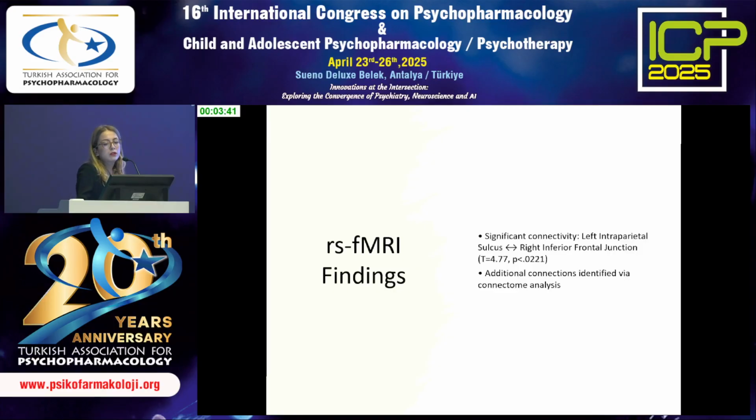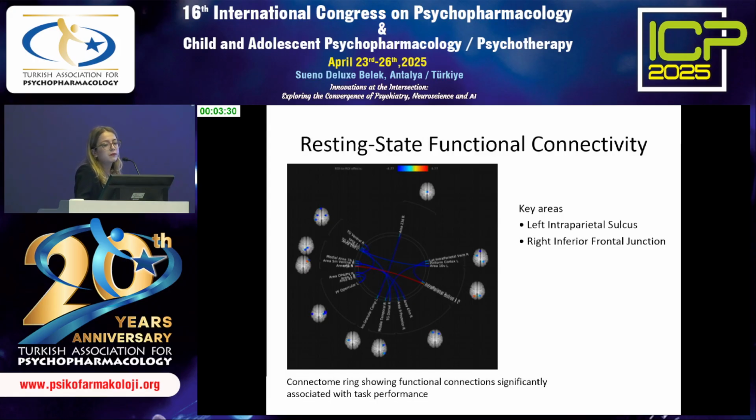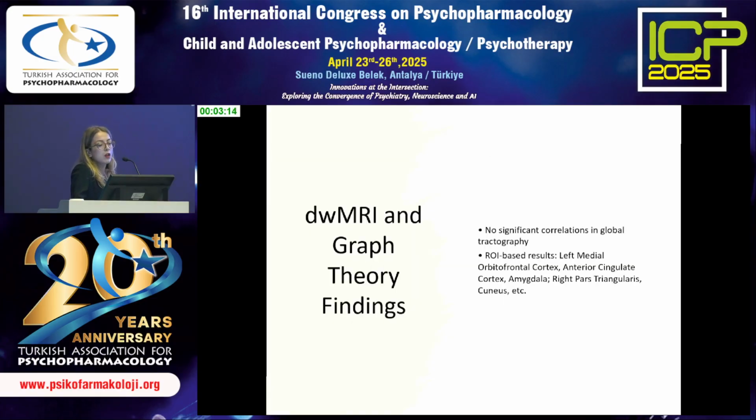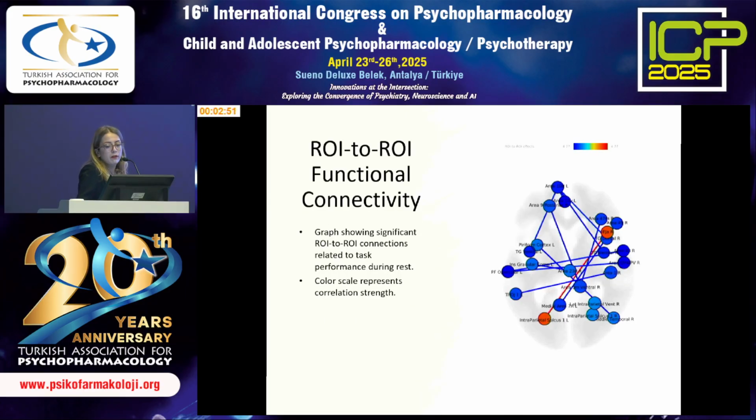In resting state fMRI findings, especially from the left intraparietal sulcus to the right inferior frontal junction, we had connectivity. This is the resting state functional connectivity image, where the left intraparietal sulcus and right inferior frontal junction had a strong connectivity. In diffusion MRI, there were no significant correlations in global tractography, but ROI-based results showed left medial frontal cortex and anterior cingulate cortex activation. And again, we also have an image like this. The right part is really important.